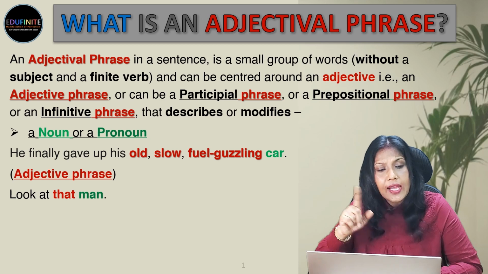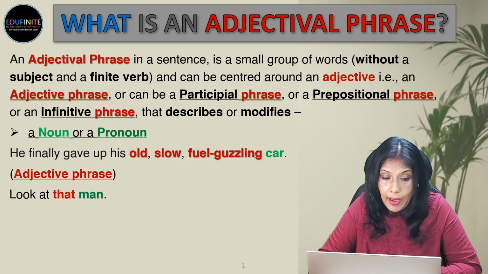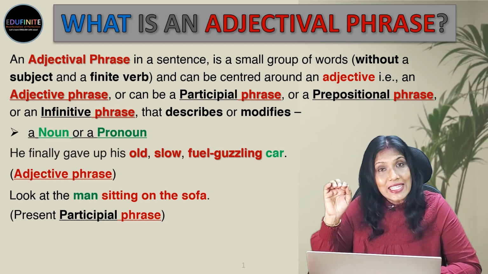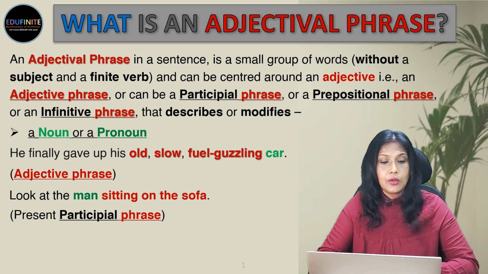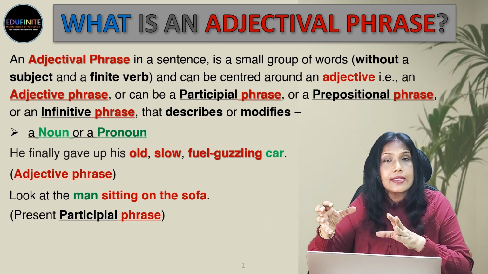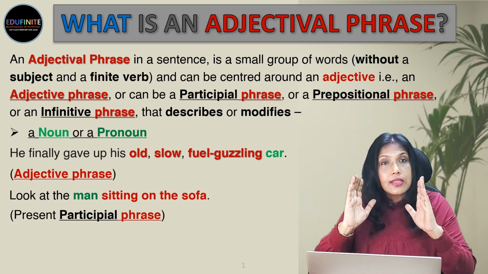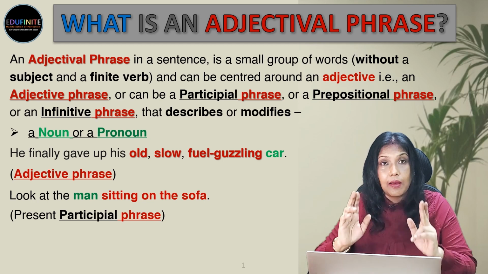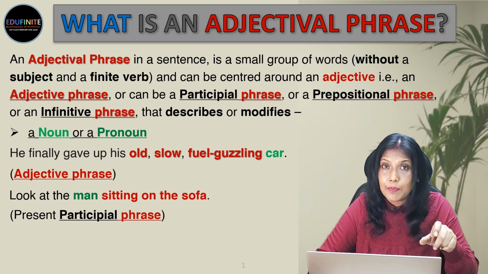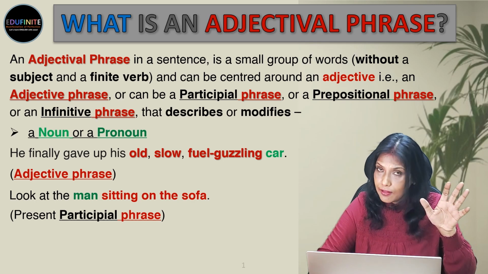Next we have, look at that man. So that is the adjective qualifying the noun man. Now let's replace it with a phrase. Look at the man sitting on the sofa. So which man? The man who is sitting on the sofa. So sitting on the sofa is modifying the noun man. This is an adjectival phrase, but it begins with sitting, which is the present participle. So this is a present participle phrase, a participial phrase.